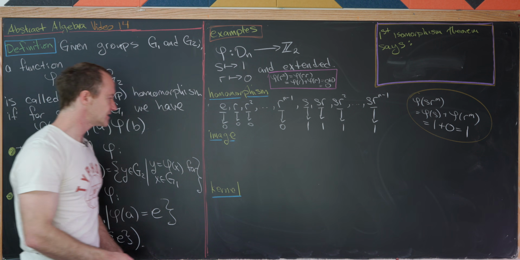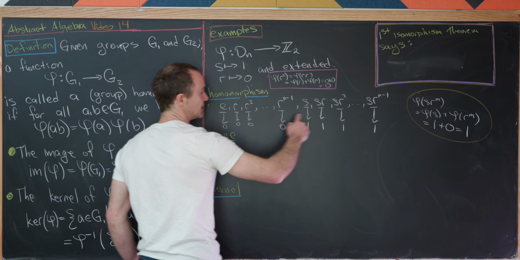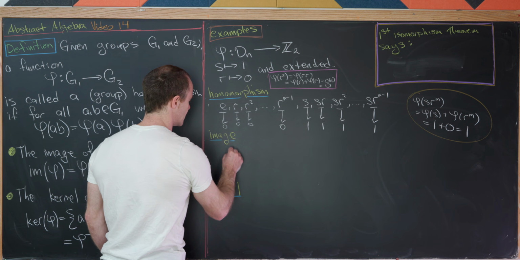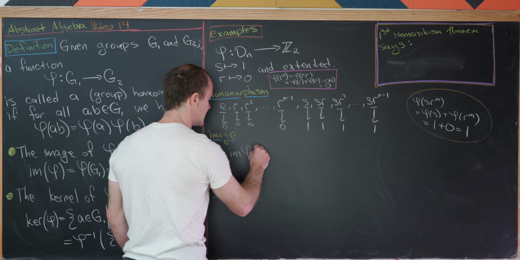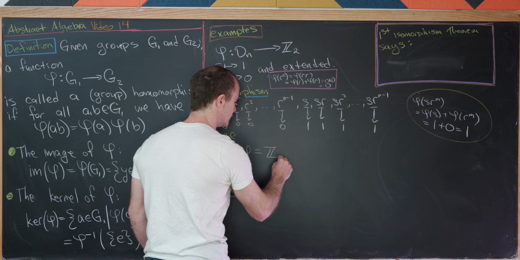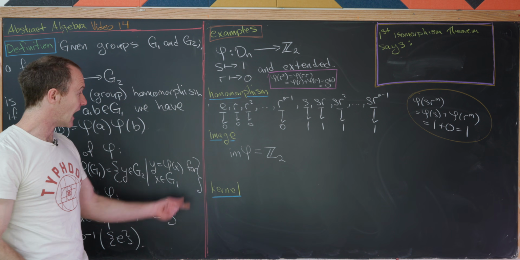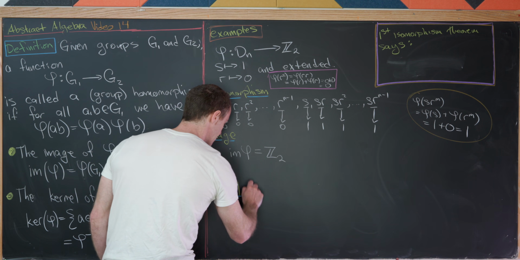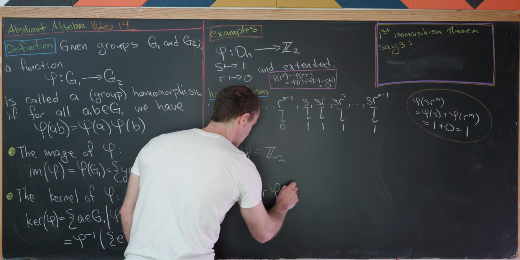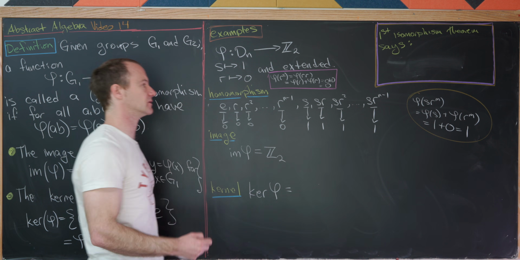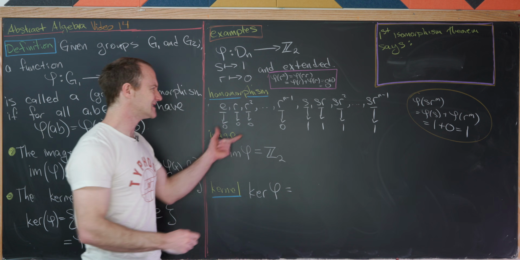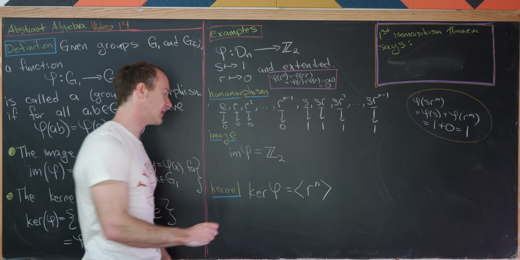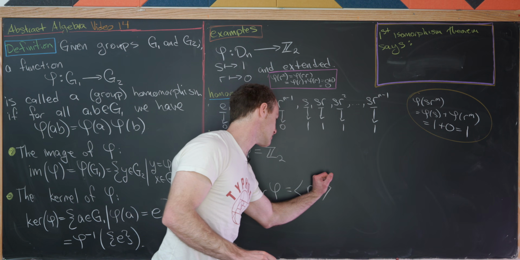Okay, so let's notice that the image is everything just based on this layout of where the elements are sent. So in fact, we have the image of phi is equal to Z2. We hit everything. And then the kernel of phi, well, again, we see where all of the elements go, so we know exactly what the kernel of phi is. It's just all of these rotations. But notice that's exactly the cyclic subgroup generated by the rotation R.